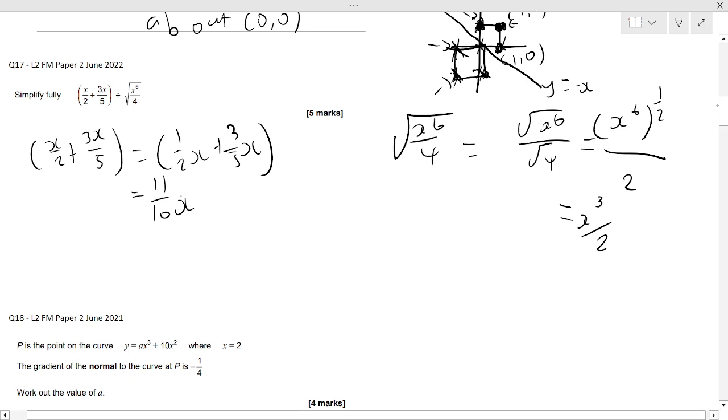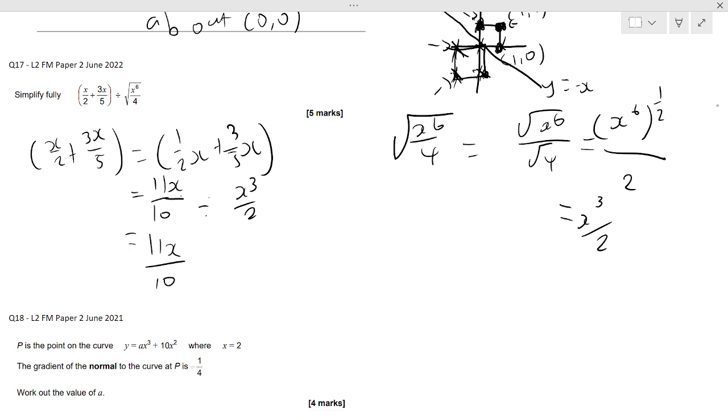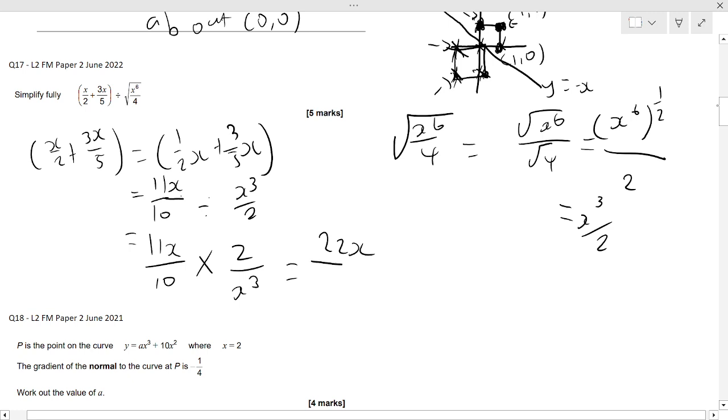And so actually, this left-hand bit is 11x over 10 divided by this bit, which is x cubed over 2, okay? Because now we have two fractions. And so if we divide, that's KFC, isn't it? You keep the first fraction, change the sign, and then flip the second fraction. So it's going to be 2 over x cubed. And now when you times fractions, you just times the top and the bottom separately. So 11x times 2 is 22x. Then 10 times x cubed is just 10x cubed.